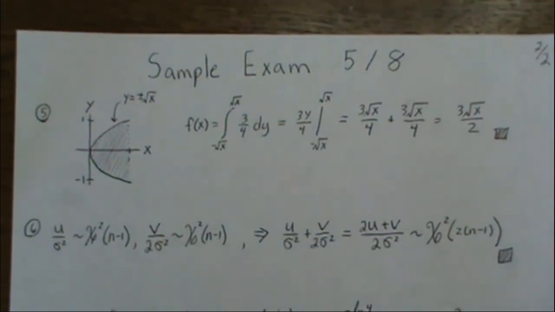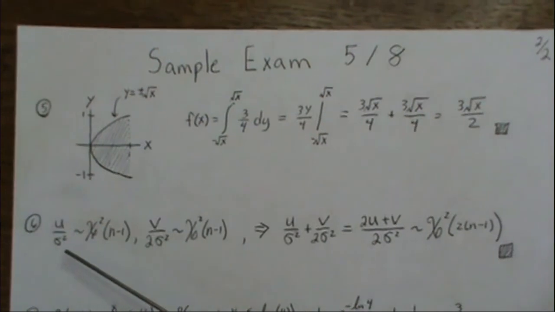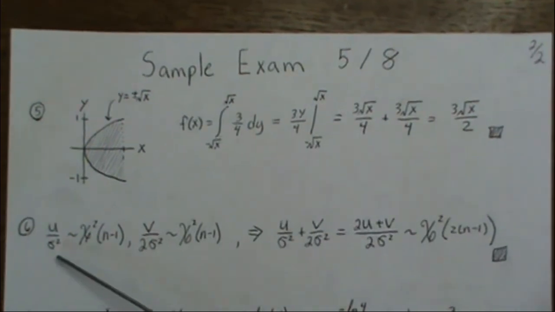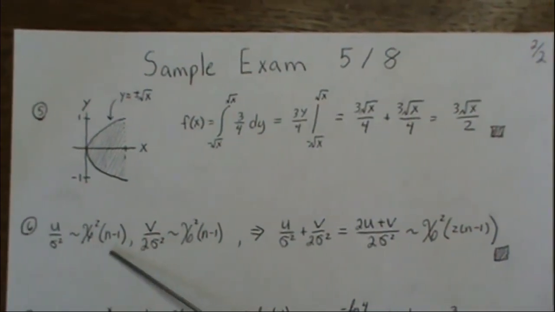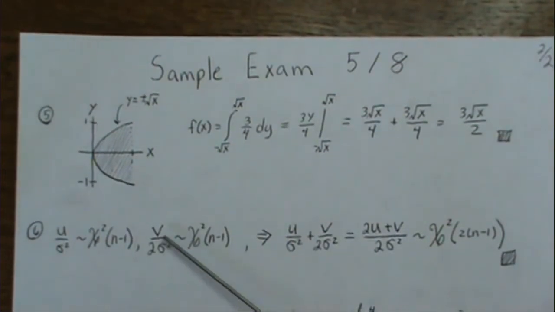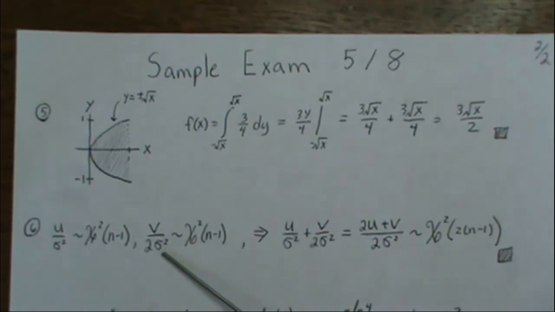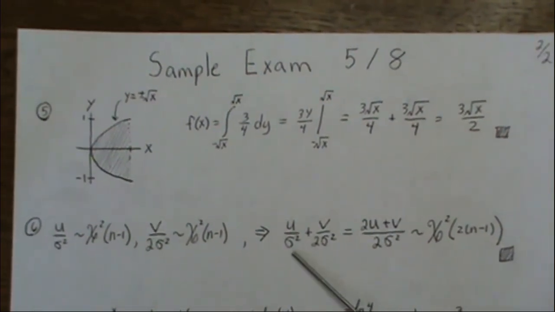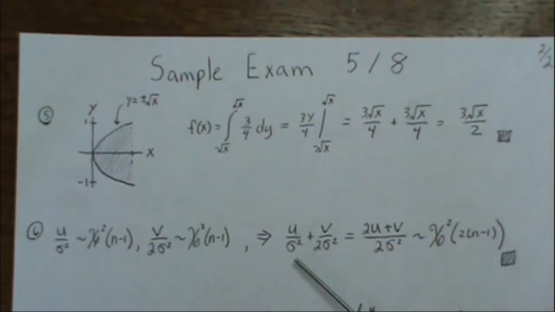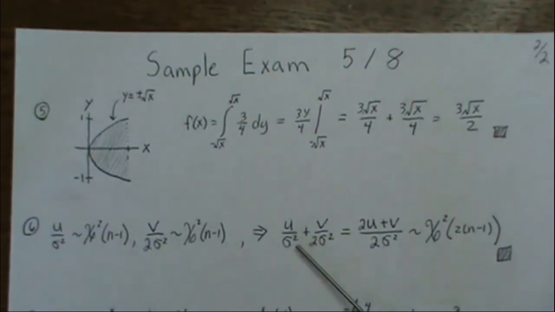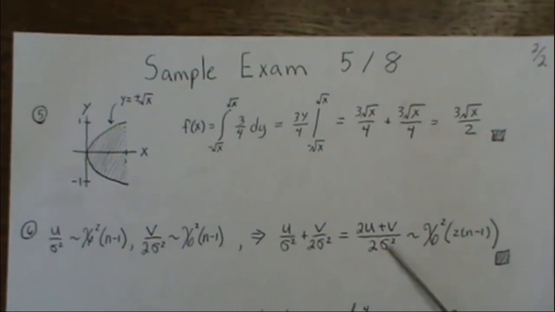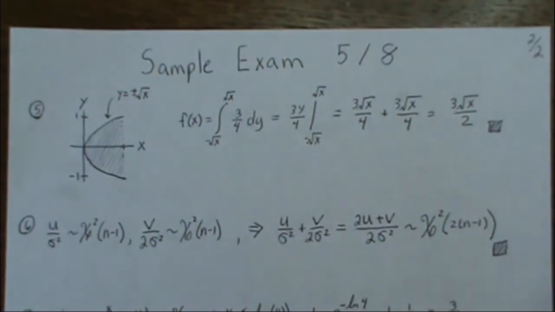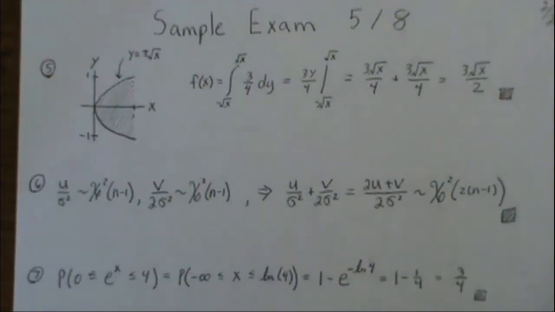So number 6, let's do a little background first. U divided by the population variance is chi squared n minus 1. V divided by its variance, which is 2 sigma squared, is chi squared n minus 1. So if we were to add these two quantities, then we know it's chi squared 2 times n minus 1. But to add these, you get a like denominator, and you add and you get this. And so that's 2 chi squared times 2 n minus 1.